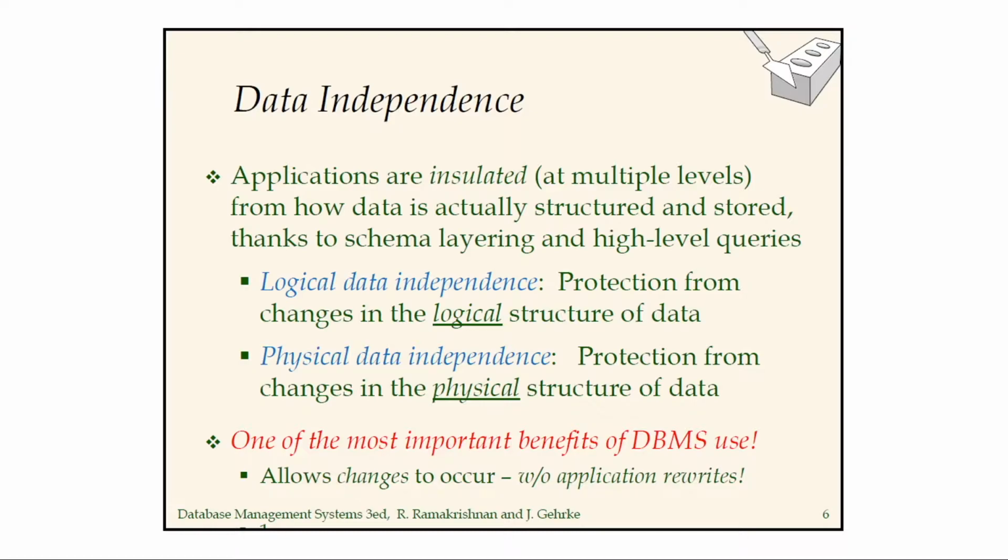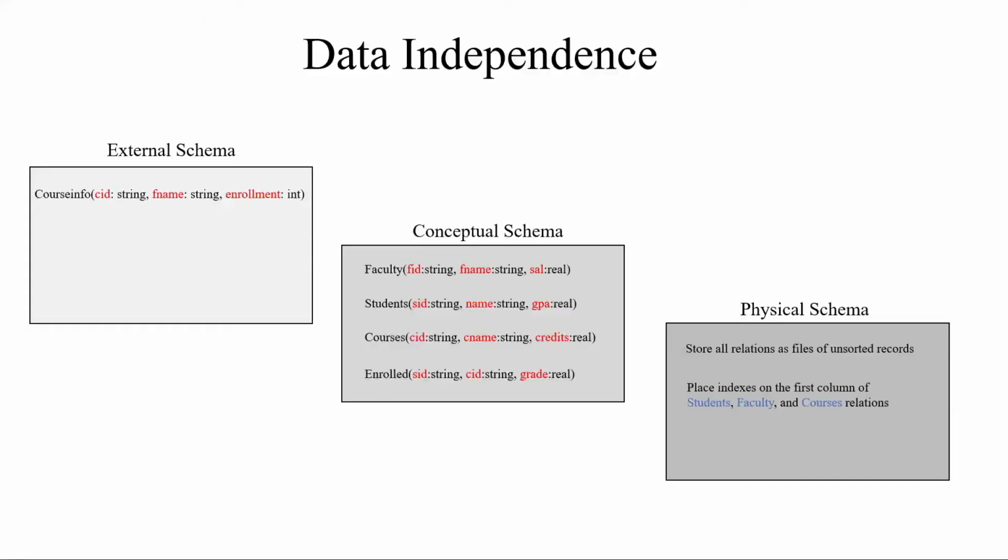You can apply a similar logic to changes in the physical schema. For example, a database admin changing the way a relation is stored on disk shouldn't affect how relations in the conceptual schema logically interact with each other. This is called physical data independence. Data independence is a really powerful tool because it allows you to make changes at a certain level without needing to rewrite everything in the higher level schemas.